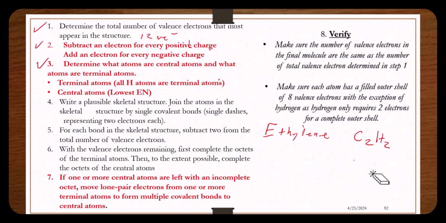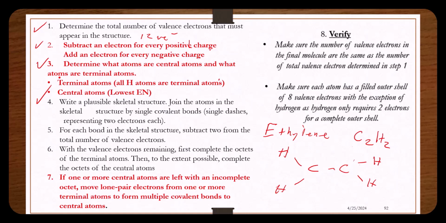So in step 4, we write a plausible skeletal structure to join the atoms by a single covalent bond, which is represented by a single dash. The hydrogen atoms are the terminal atoms, so we start with the central atoms, and there's only 2, so we write the 2 carbon atoms with a single bond between them, and there are 4 hydrogen atoms, so we join those to the carbon with a single bond, and we have this structure. Step 4 is complete.